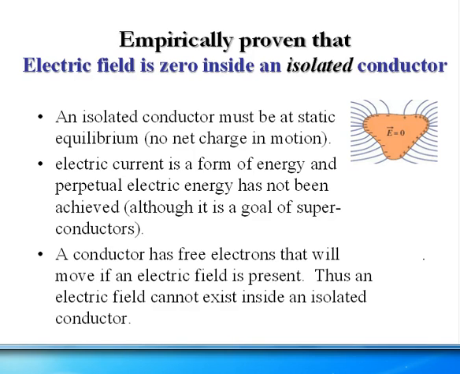We're saying an isolated conductor must be in static equilibrium. That means no charge is in motion. Electric current is defined as charge in motion, and electric current is a form of energy. So if we had an electric field inside an isolated conductor, remember our conductor has free electrons. Those free electrons would be forced to move by the electric field, and that would give us a perpetual current or perpetual form of energy, which does not exist. So we know that to be the case.